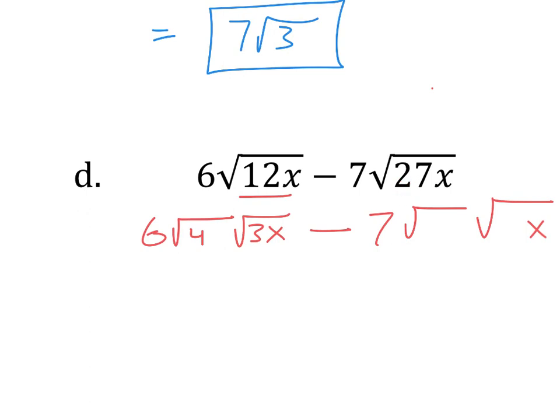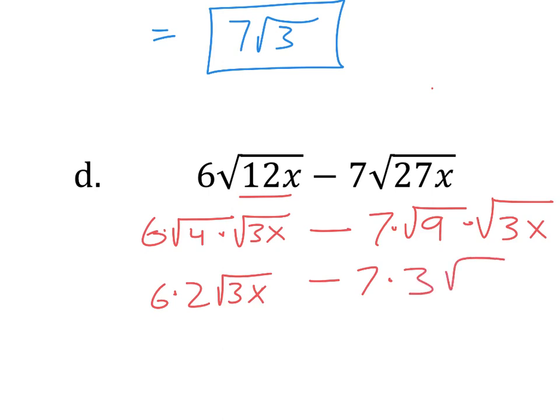Is there a perfect square that goes into 27? There is. It's 9. 9 times 3. This is all multiplied. Okay, well, let's do a little cleanup here. In the first term here, I've got 6. The square root of 4 is 2. And then we got that square root of 3x. Here, 9 is 3, and we got the square root of 3x. We just slowly clean it up.